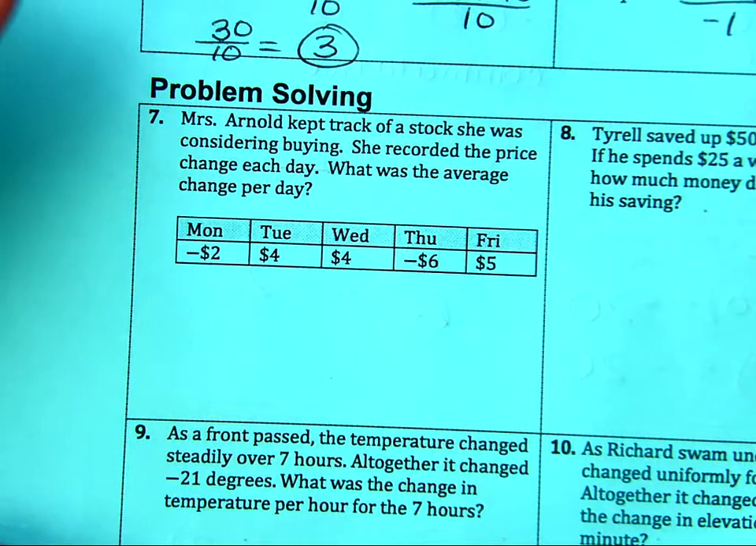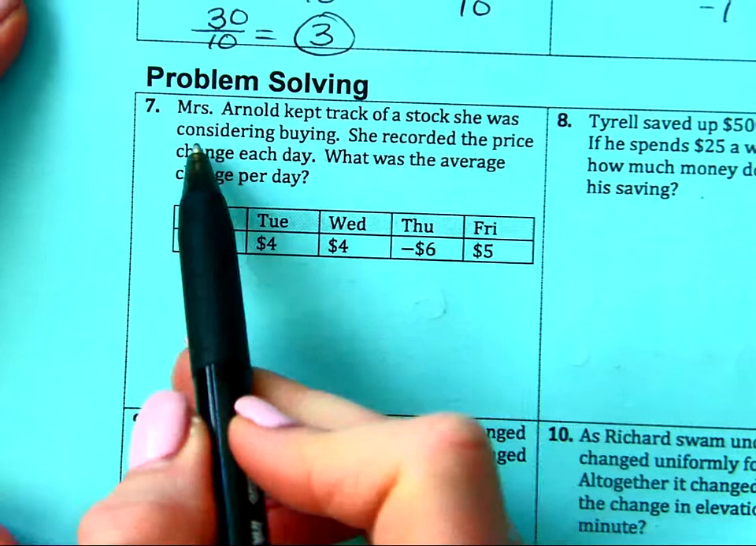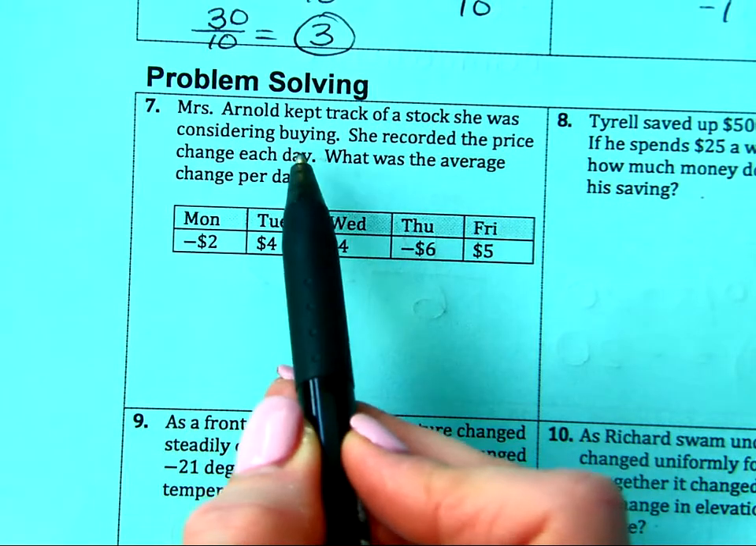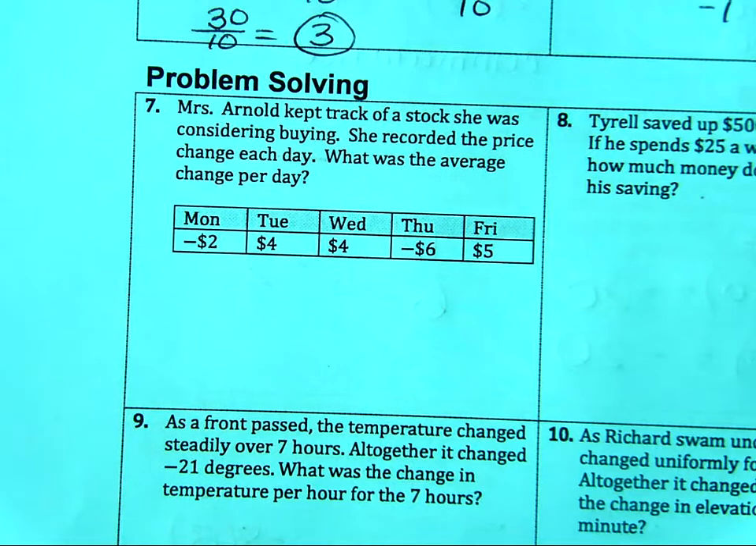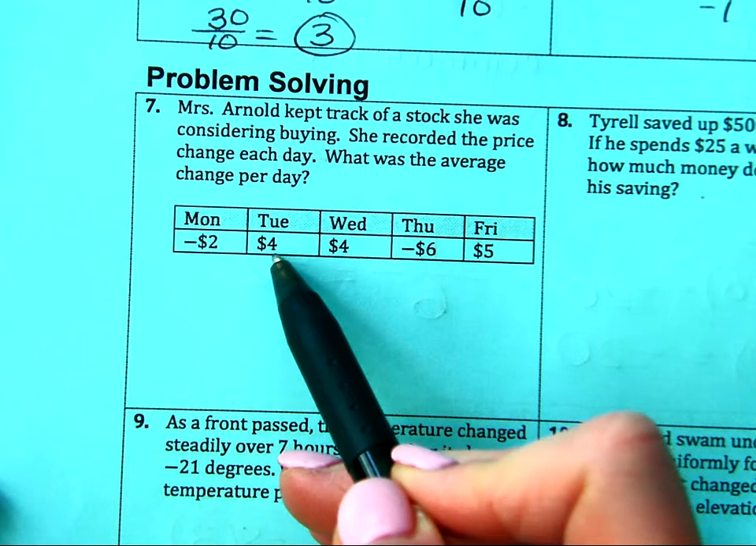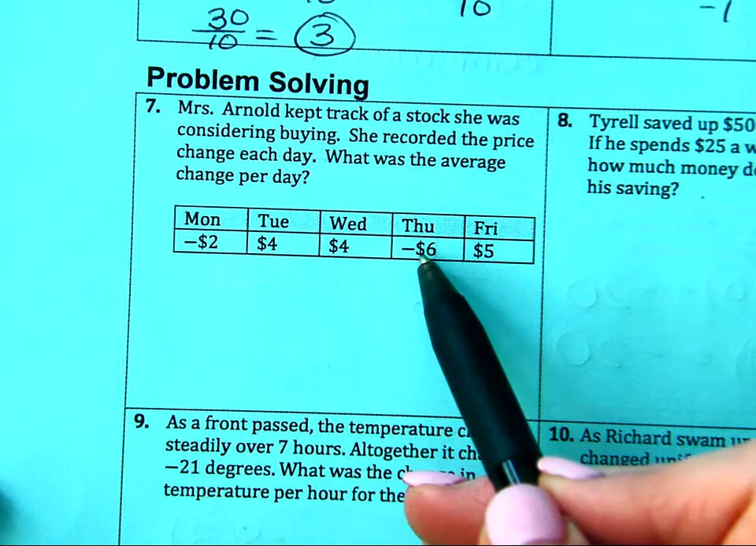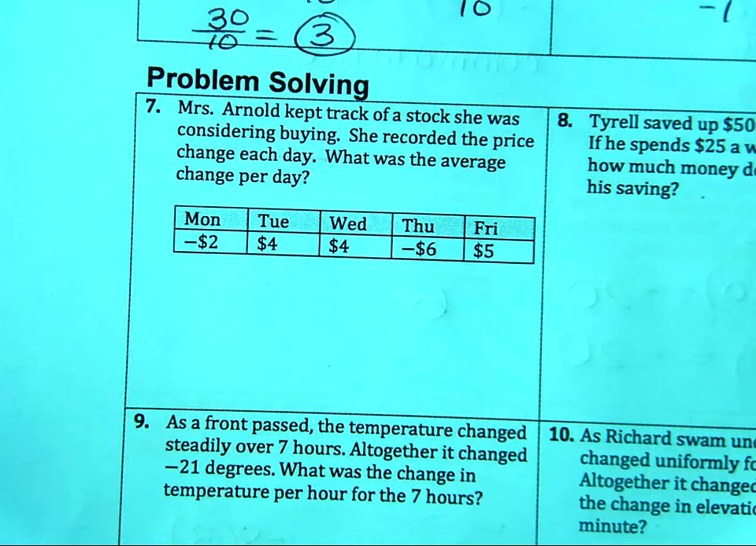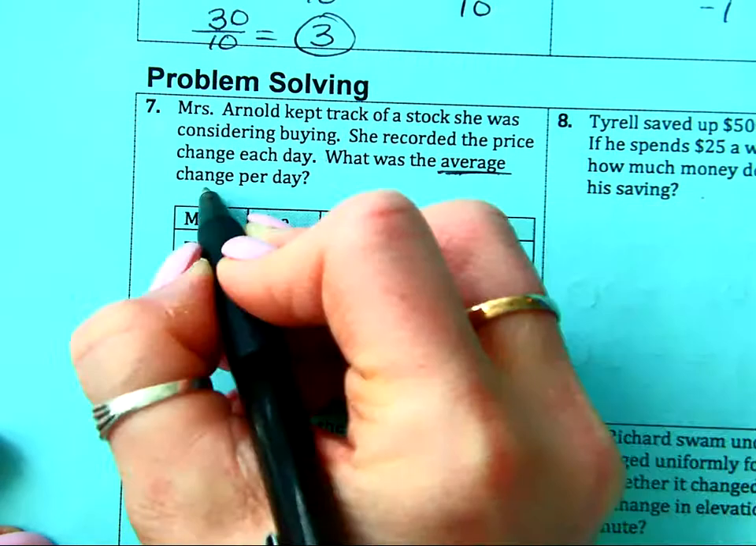We'll see. So this lady is thinking about buying stock in a company, but she doesn't want to just go in it blindly. So she records every day. On Monday, it lost $2 a share. But Tuesday, it went up 4. Wednesday, it went up 4. But then it fell 6, and so on. So she wants to decide if she should buy stock in this. So guess what? What is the average change per day?